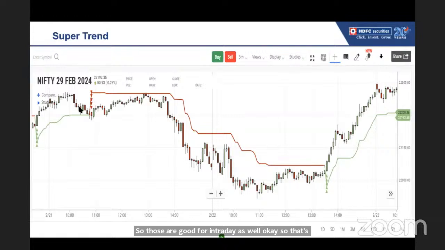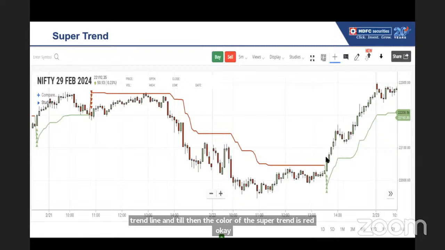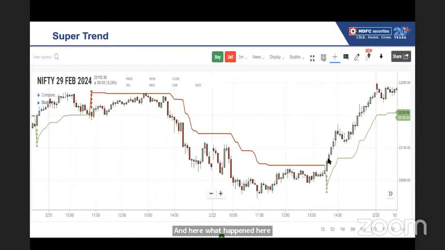Now, if you see right from this point, the price is taking resistance, or it is continuously trading below the super trend line, and till then the color of the super trend is red. Okay, and here what happened, with all the force, price has broken out above this particular super trend line. तो super trend के ऊपर जब price चला गया, एक बहुत अच्छा trend मिला है ना.